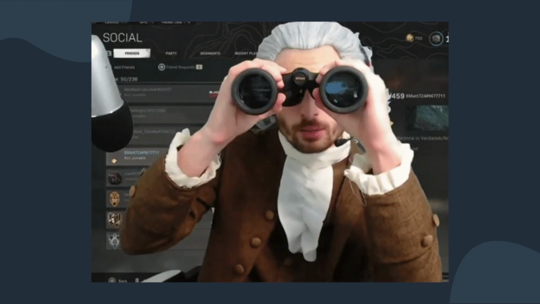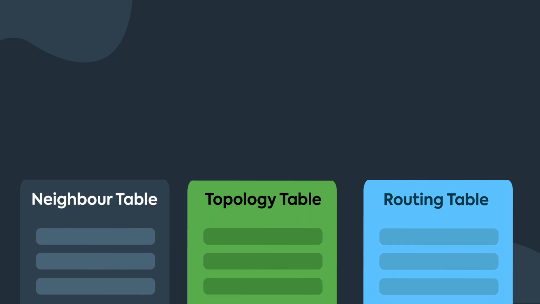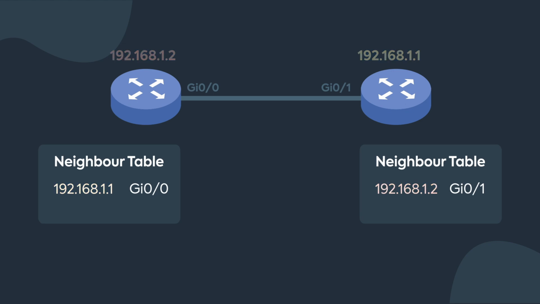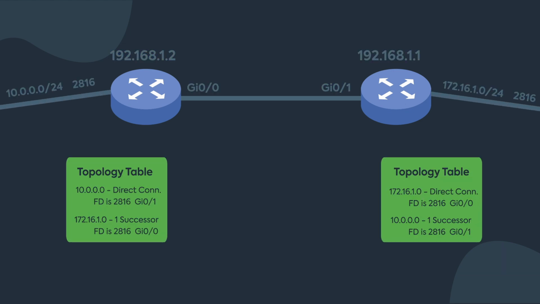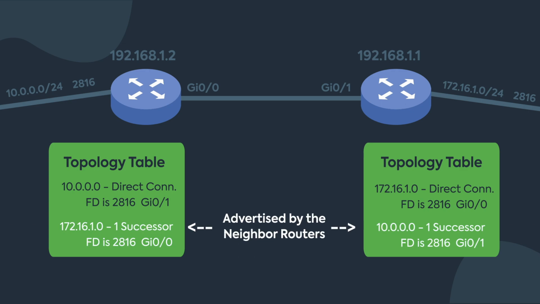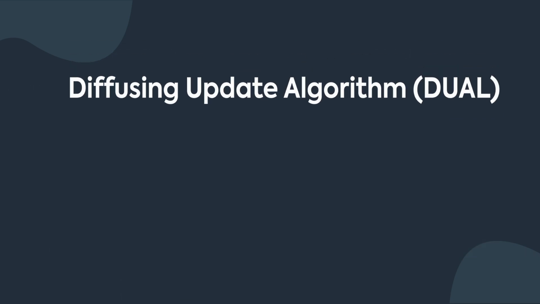And to find the route, all EIGRP routers have these tables: neighbor table, topology table, and the routing table. A neighbor table keeps track of all the adjacent routers with their IP address and the port they are connected to. A topology table keeps track of all the networks that were advertised by the neighbors, along with the route to reach those networks. This value is called a metric or cost, and EIGRP uses a diffusing update algorithm to calculate the metric for each route.